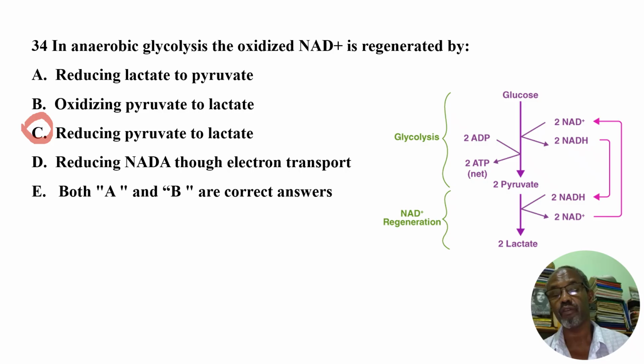Question 35. You can see I do have a diagram here. Glucose changes to pyruvate. Pyruvate adds NADH. NADH gives its electron and hydrogen to become NAD plus, which means NADH is oxidized by reducing pyruvate into lactate. You see? This is what we call lactic acid fermentation.